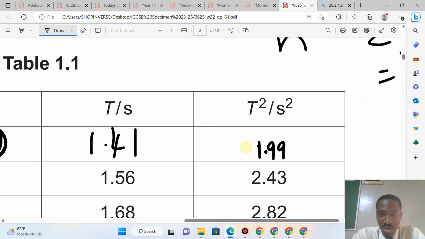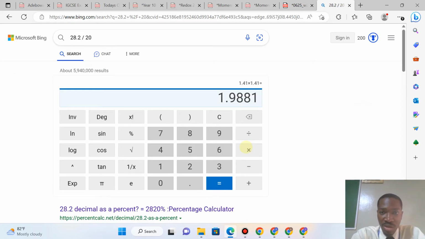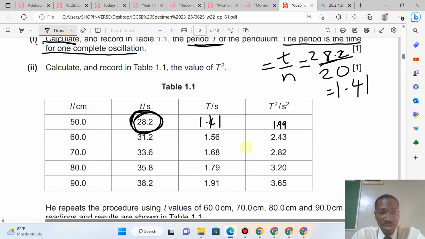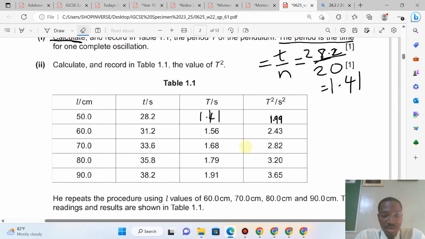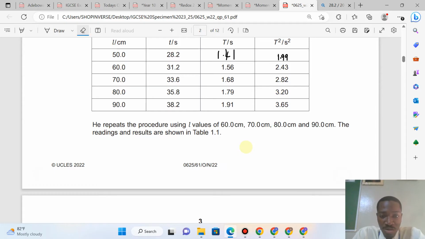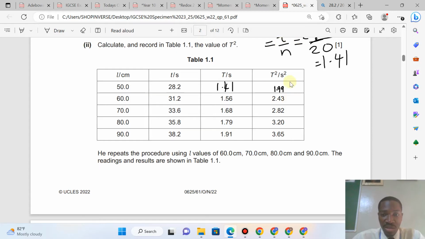Let's go to the next one. Let me just confirm what I wrote. 1.99. That's good. So the next question says, let me erase all of these things that we do not need so it does not cause confusion. The question says, he repeats the procedure using L values 60 centimeters, 70 centimeters, 80 centimeters, and 90 centimeters. The readings and results are shown in table 1.1. So this is our table 1.1 and these are the readings and the results.